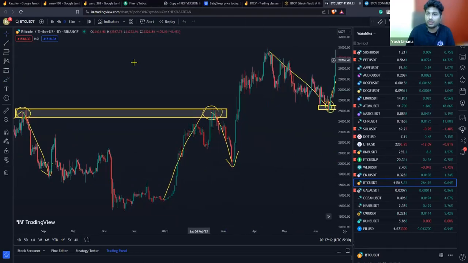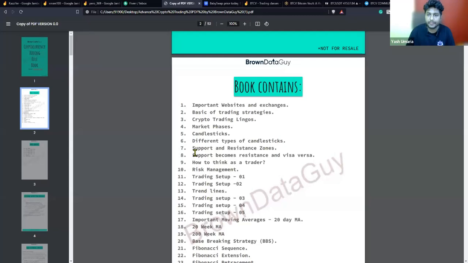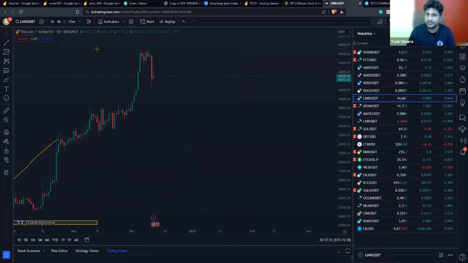Now we will move forward and talk about different topics today. So we have completed till the 8th point. In this class, we will try to understand how to think as a trader, risk management, and if we have some time, then also we will talk about trading setup 01. Before I go to that part, let me just check this thing.